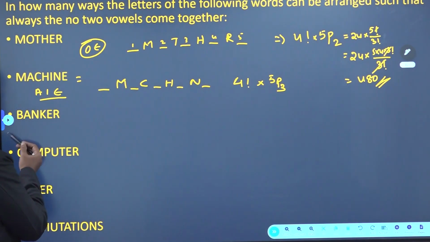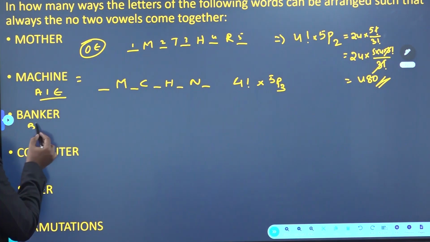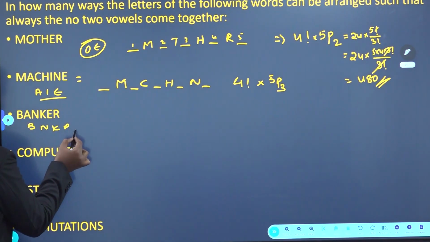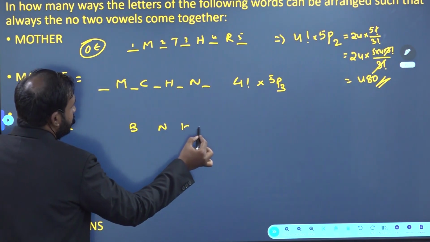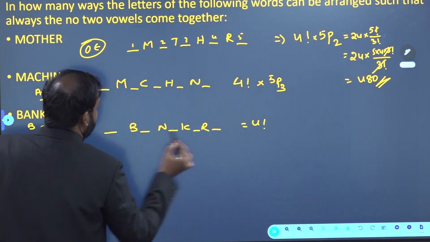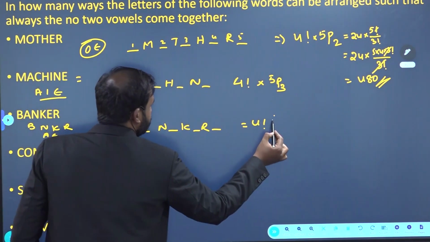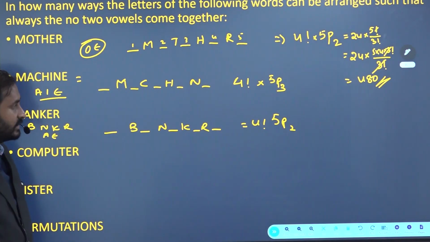Next, BANKER. So here what are the consonants I have? B, N, K, R, and what are the vowels I have? A, E. So first of all, B, N, K, R can be arranged in 4 factorial ways, and I have 5 gaps. In 5 gaps I need to fill these 2 vowels, 5p2.